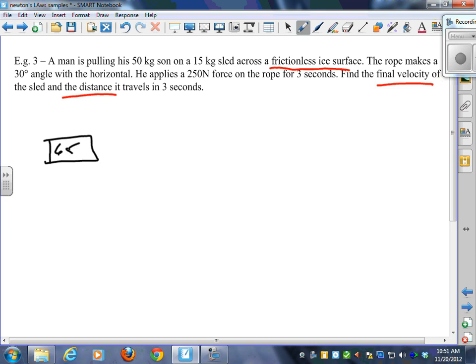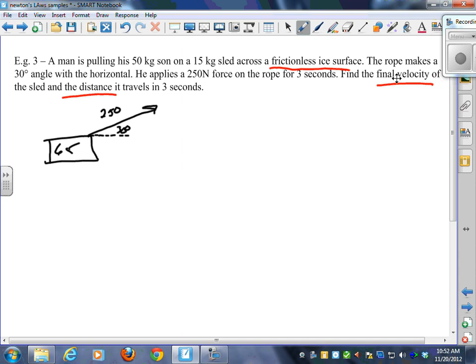I'm pulling with a 250 Newton force, but it's at an angle, and it's 30 degrees with the horizontal. What the heck does that mean? It means that it's up at an angle like this, and this angle here is 30 degrees. Okay? And this force is 250 newtons.